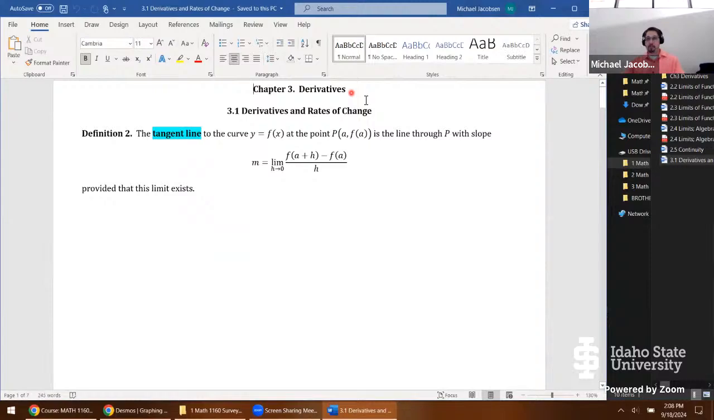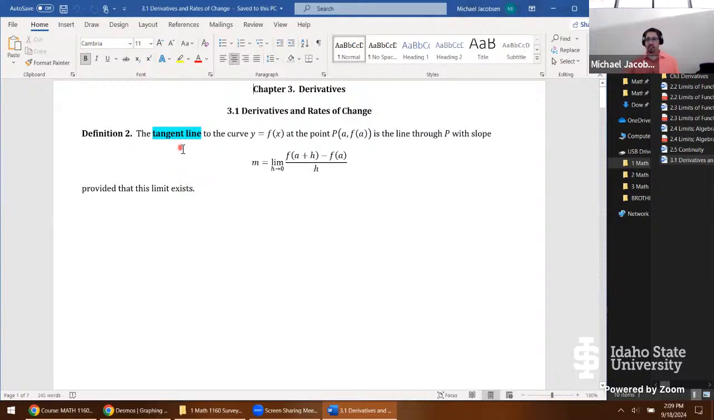So finally, we're in chapter 3 on derivatives. We have hinted at what they might be, but we've never really brushed up against them just yet. Section 3.1 is, again, defining the derivatives and rates of change. And it starts off with this pretty esoteric looking definition.